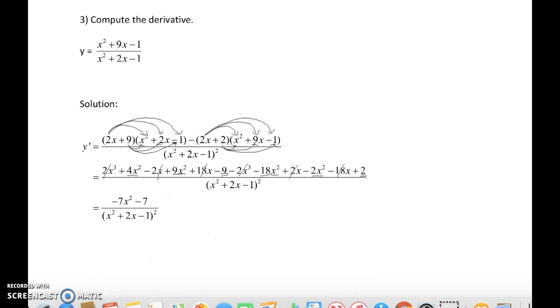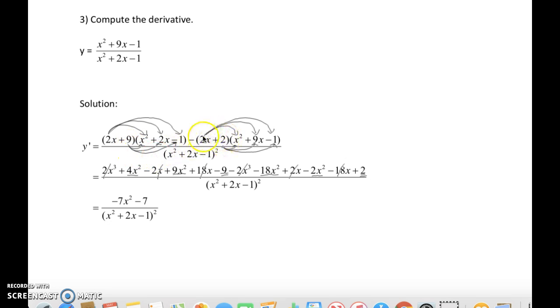So we're going to go ahead and compute the derivative of x squared plus 9x minus 1 divided by x squared plus 2x minus 1. So here again, we have to go ahead and do our derivatives of each piece. So my top, again, is going to be f of x. My bottom is going to be g of x. When I go ahead and take the derivative of f of x, I end up with 2x plus 9. I have to multiply that by my trinomial, my g of x, and then I'm going to subtract.